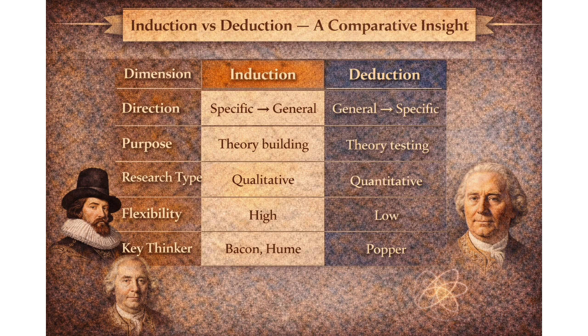Induction versus deduction, a comparative insight. Dimension: induction, deduction. Direction: specific to general, general to specific. Purpose: theory building, theory testing. Research type: qualitative, quantitative. Flexibility: high, low. Key thinker: Bacon and Hume, Popper.